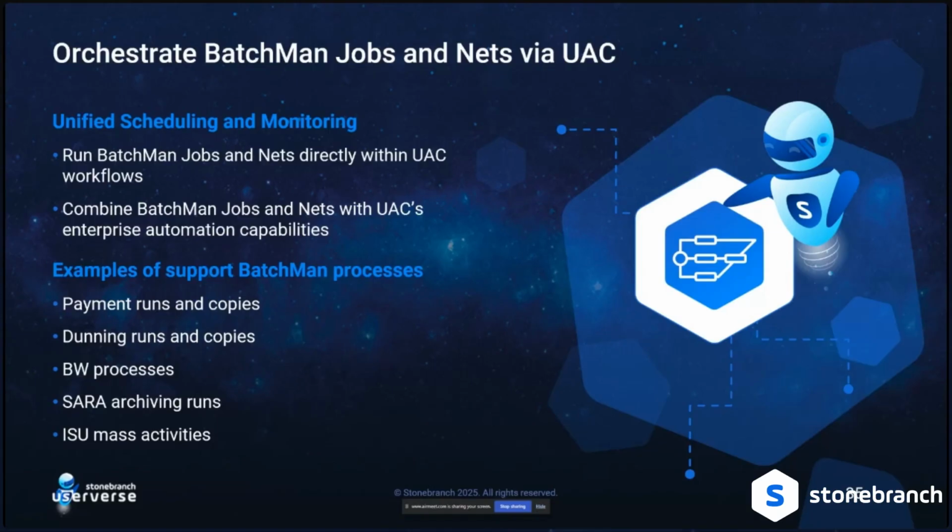For those who are not familiar, nets in BatchMan are like workflows in Universal Automation Center. This means existing UAC customers can now trigger SAP processes that are configured in BatchMan, all from within UAC. Here are a few examples that can be triggered. I mean, Lars mentioned already several of them. ABAP jobs, file transfers, payment runs and copies, dunning runs and copies, business warehouse processes, SARA archiving runs, and I think also important, ISU mass activities, and many more.